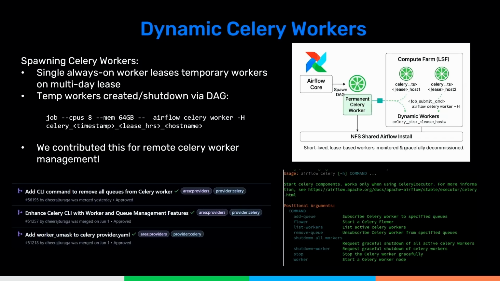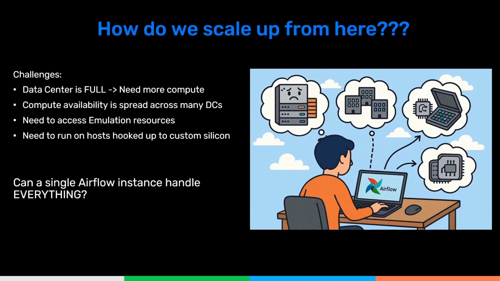So to get all of this working, Celery did not have a way to, the Airflow command line, I would say, did not have a method to shut down a worker remotely. So that's what we've contributed on the Celery front, where we extended the CLI to be able to remotely manage the queues and shut down the Celery workers. So this is what we've done in the last year.